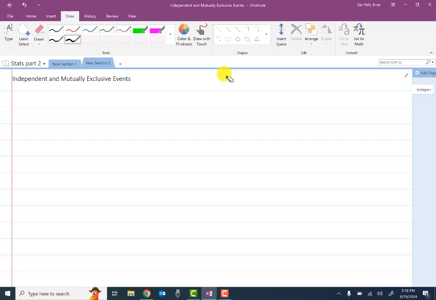In this, we're going to delve a little deeper into probability topics. We're going to start with independent first. So let me give you a definition of independent events.